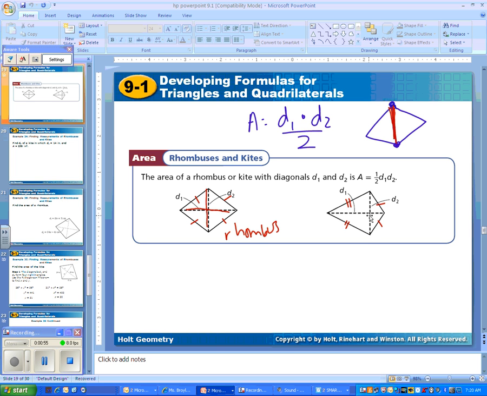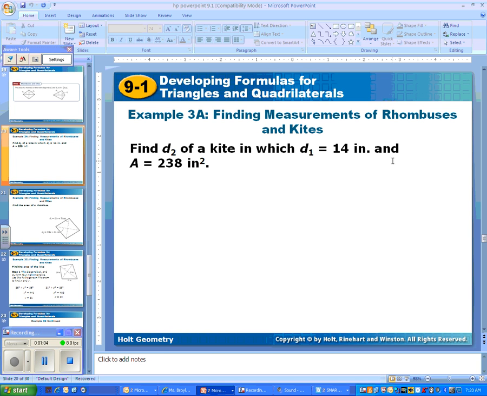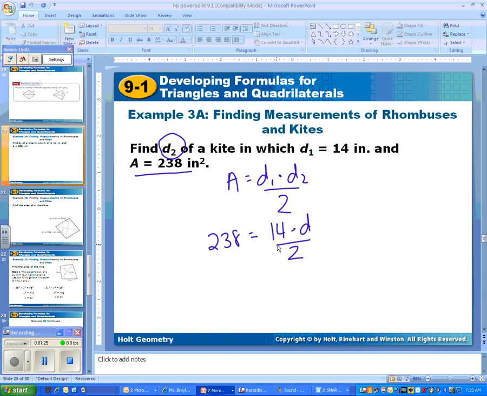So again, not all of these problems we can do because we're missing some important information from chapter 6. But the first type of question we can do is if I give you the area and I want you to find a missing dimension. We can do that by just plugging in the formula, d1 times d2 divided by 2, and filling in our knowns. The area is 238. One diagonal is 14. We don't know what the other diagonal is, and that's what we're looking for.